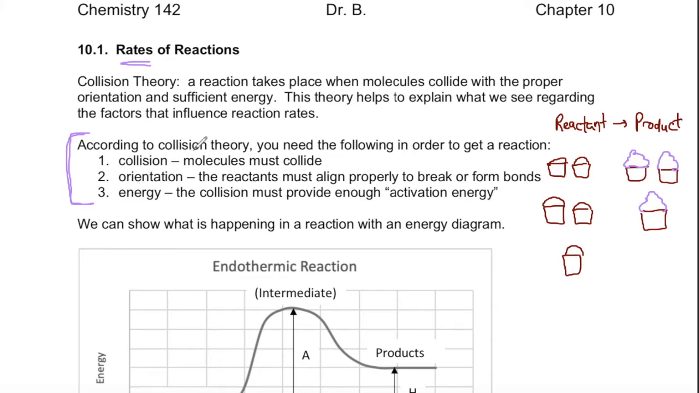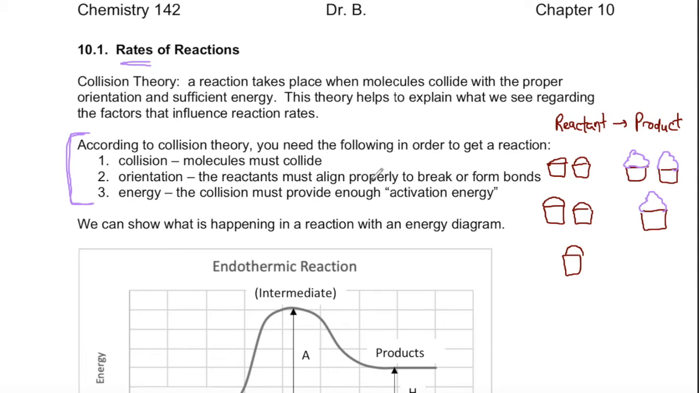And that's where collision theory comes in. It's just a theory to try to explain how we see these changes in molecules. The molecules or the particles have to come together and collide. You can't have two things reacting together if they're on complete opposite sides of the test tube or beaker. So they have to collide.